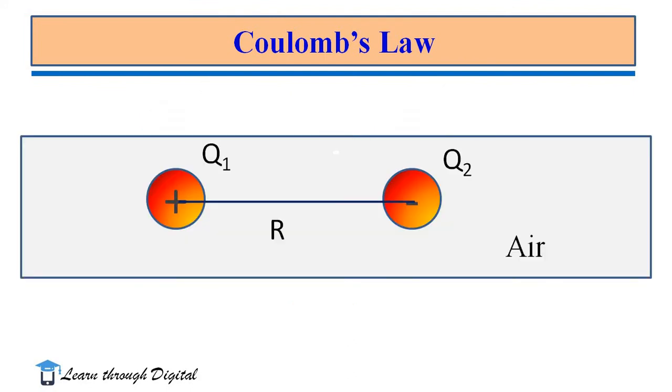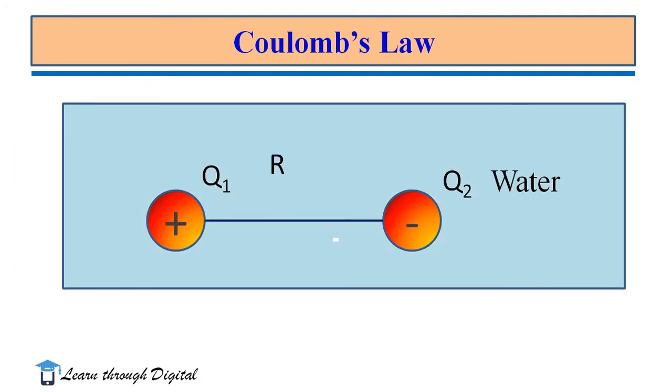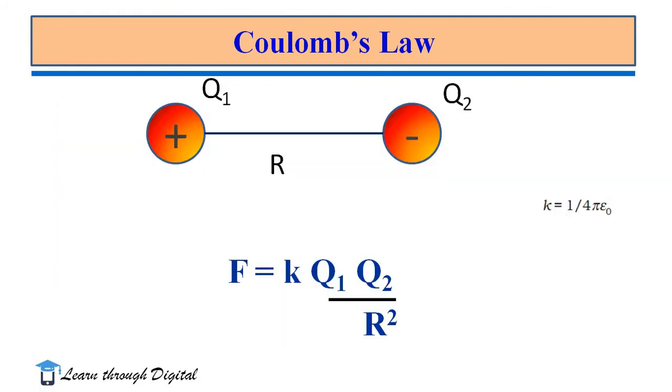It is also obvious that the force is not the same for every medium. For example, if the bodies are kept in air, the force between them is different from when they are kept in water. Variation of force according to the medium is determined by a constant K. Finally, we can say that F is equal to K Q1 Q2 by R square. This is nothing but the expression of Coulomb's law.